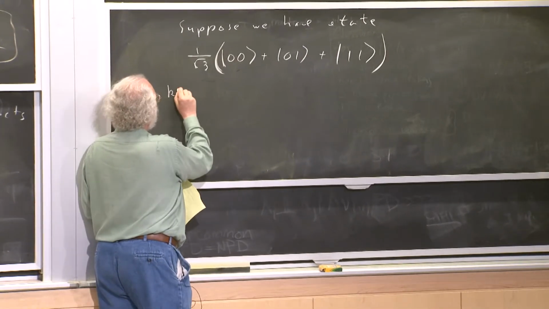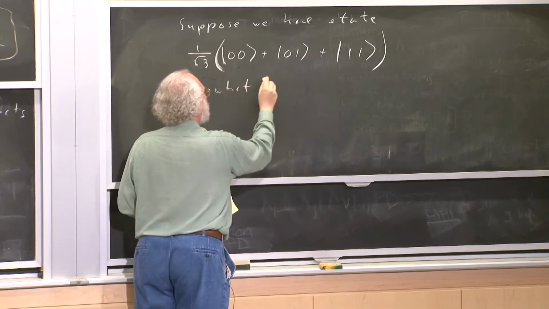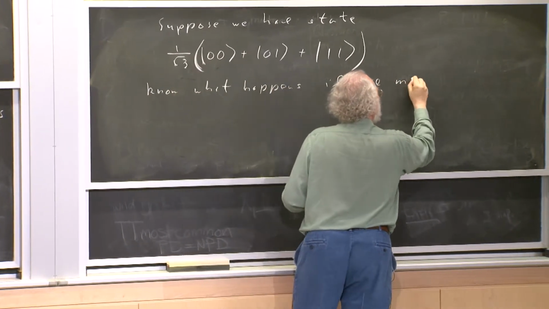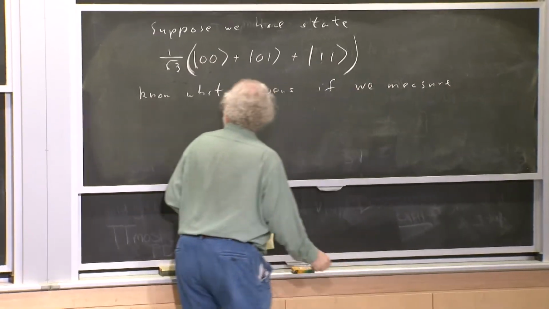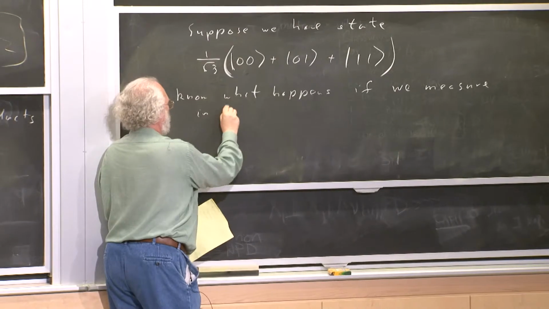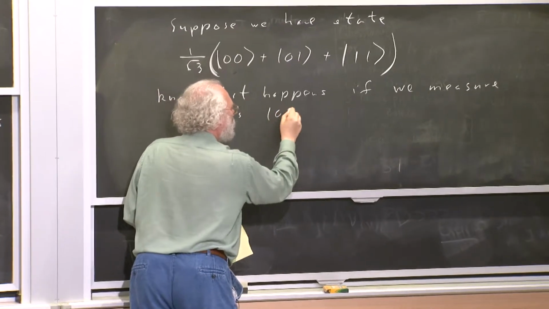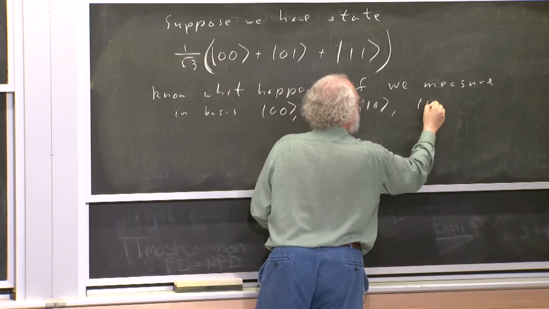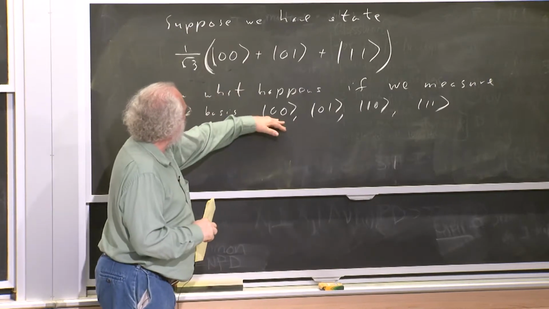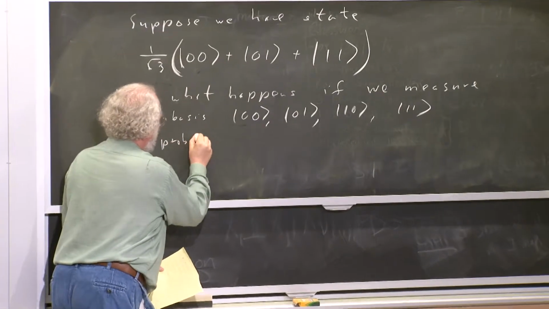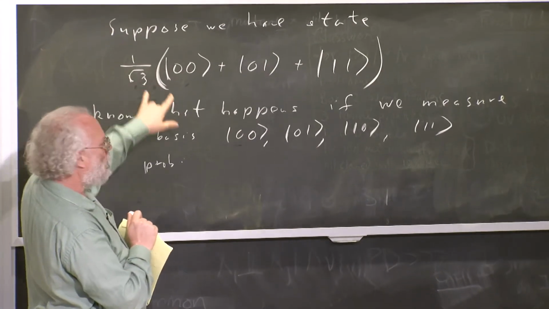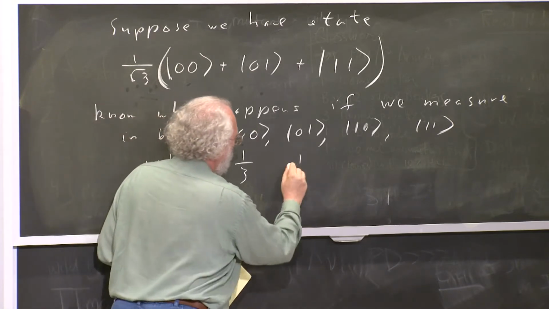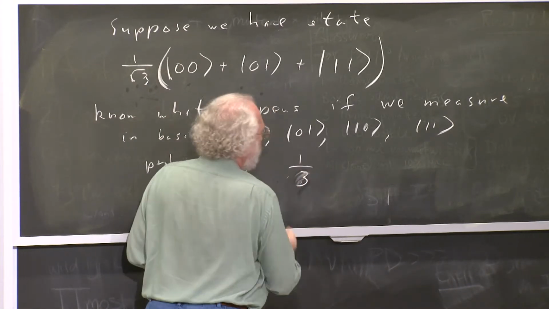And we know what happens if we measure it in the basis 00, 01, 10, 11. We get 00 with probability 1 over root 3 squared. That's 1/3. We get 01 with probability the same, 1 over root 3 squared.